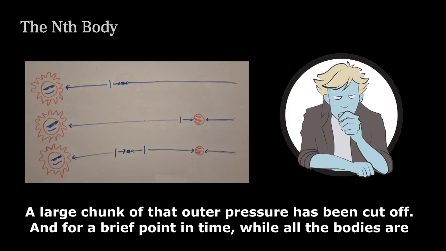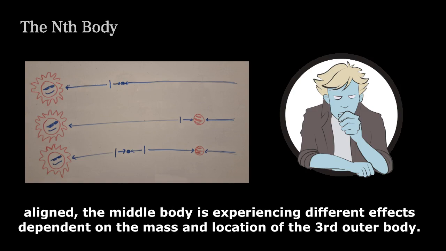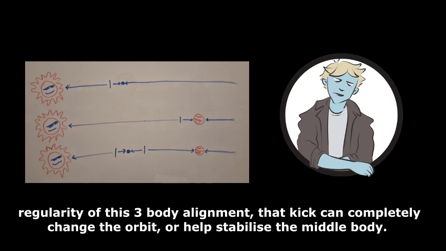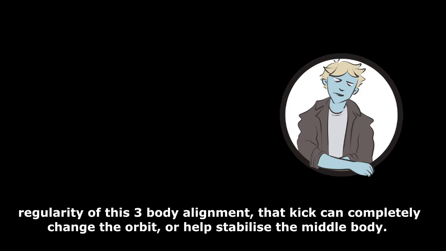A large chunk of the outer pressure has been cut off, and for a brief point in time, while all bodies are aligned, the middle body is experiencing different effects dependent on the mass and location of the third outer body. Regardless, the middle body will receive a kick of apparent energy, and depending on strength and regularity of this third body alignment, the kick can completely change the orbit or help stabilize the middle body.